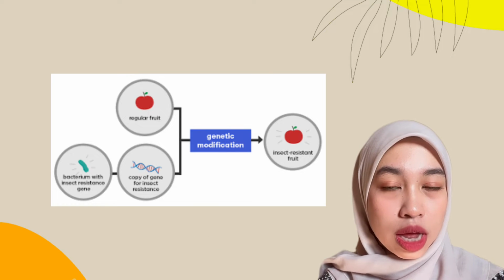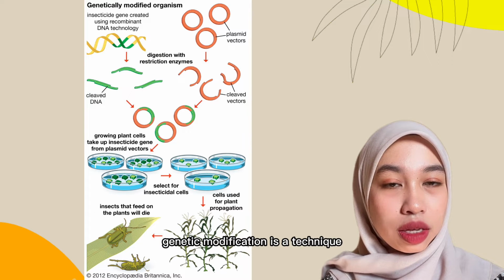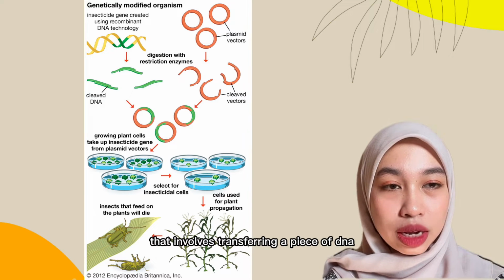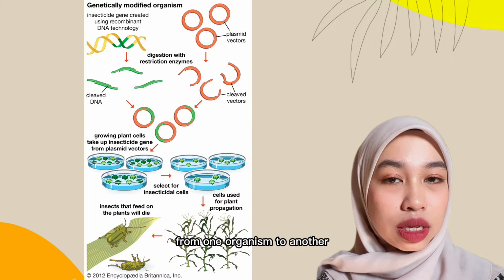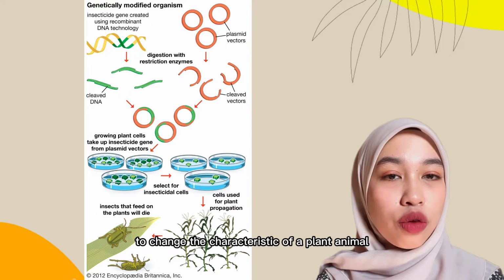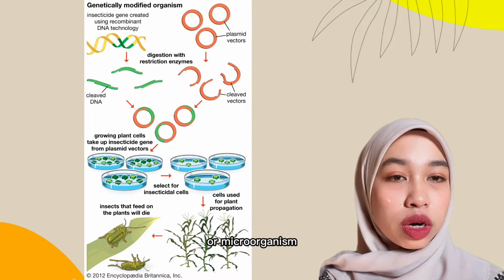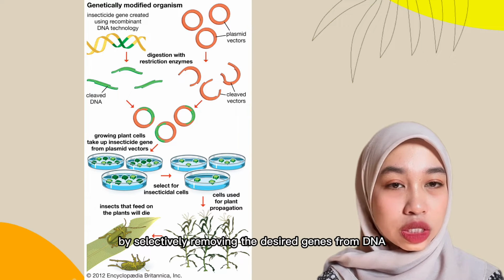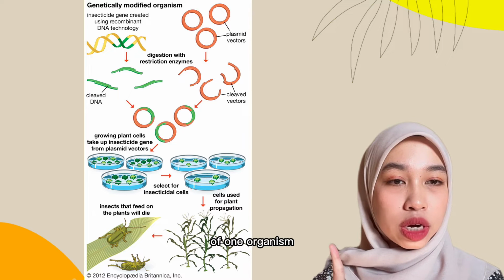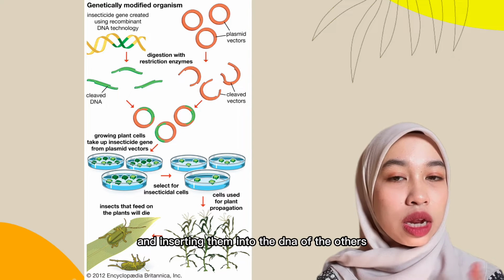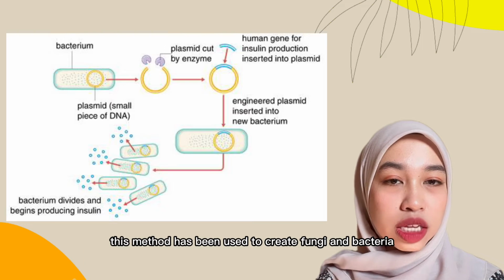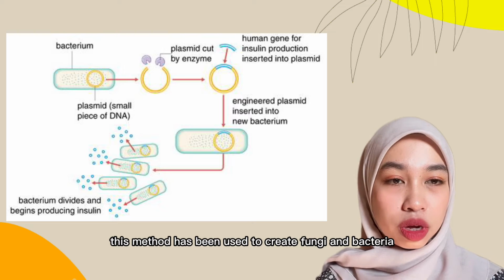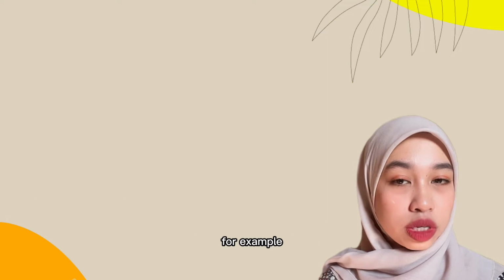My name is Nushaika Shaira binti Saleh, and I would like to share with you guys about genetic modification. Genetic modification is a technique that involves transferring a piece of DNA from one organism to another to change the characteristic of a plant, animal, or microorganism. This is accomplished by selectively removing the desired genes from the DNA of one organism and inserting them into the DNA of the others. This method has been used to create fungi and bacteria that produce medicine, for example.